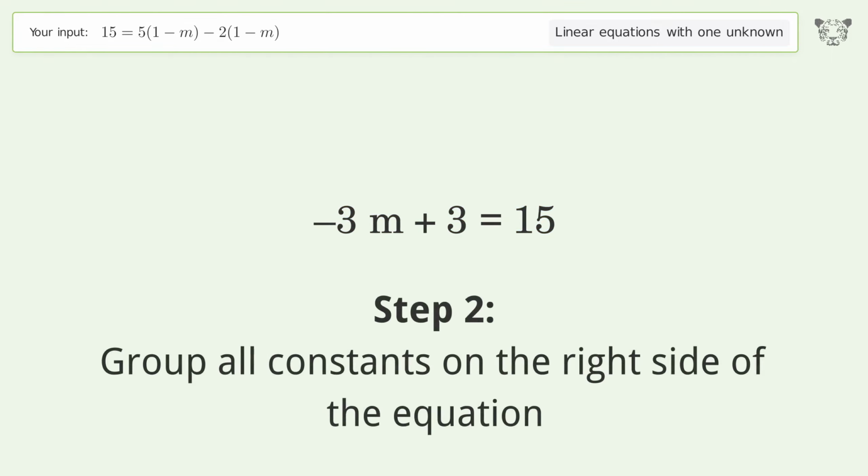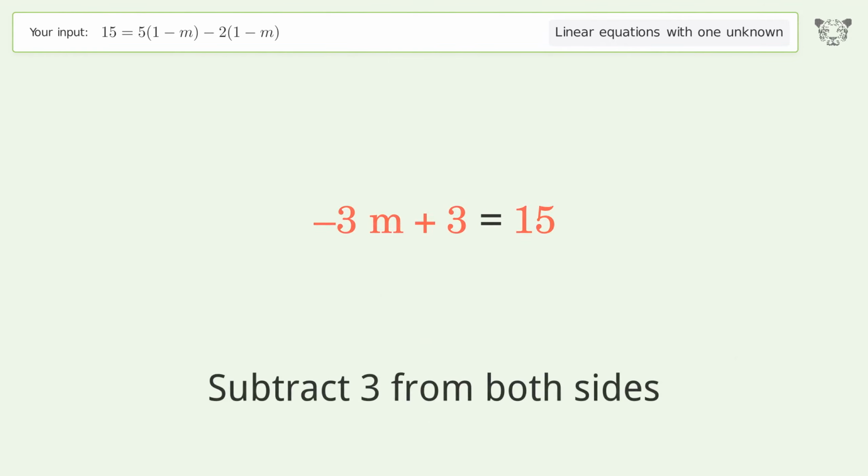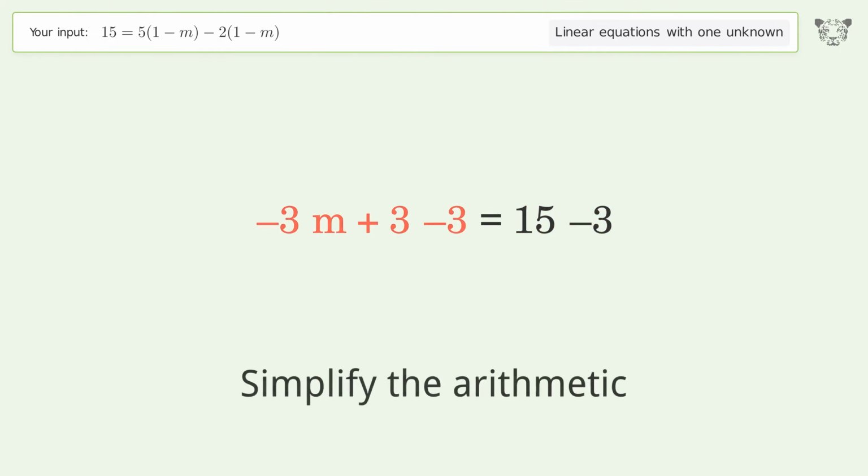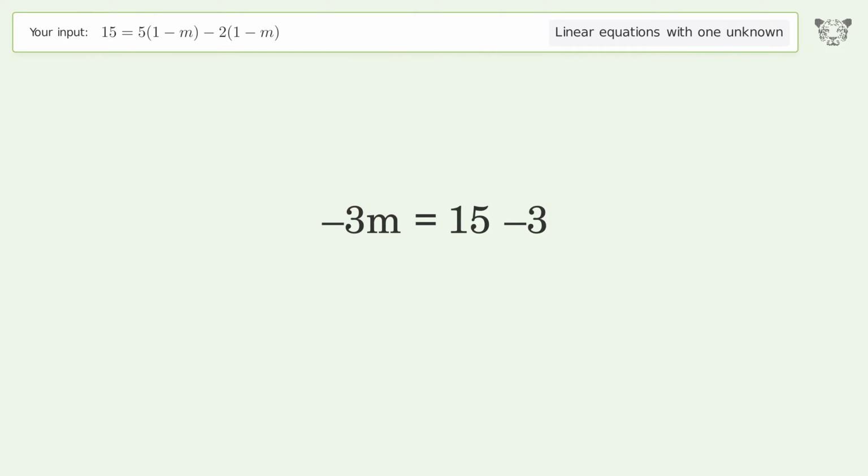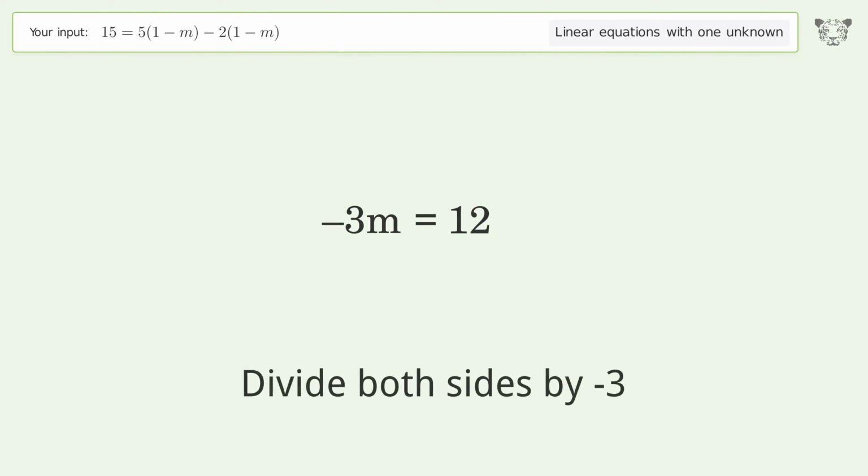Group all constants on the right side of the equation. Subtract 3 from both sides. Simplify the arithmetic. Isolate the m. Divide both sides by -3.